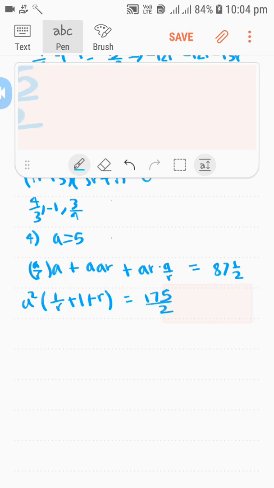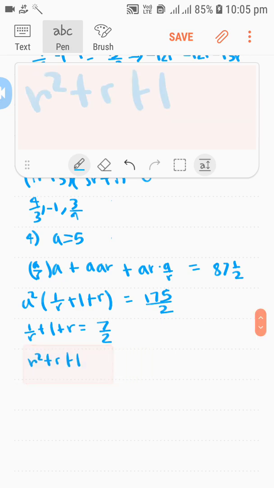That's nice. And A is just 5, so A squared is going to be 25. So we can divide both sides by 25, so you get 1 by R plus 1 plus R is equal to 7 by 2. That's nice. So now it's a quadratic, so we will solve this like a quadratic equation. Just multiply both sides by R, so you get R squared plus R plus 1.